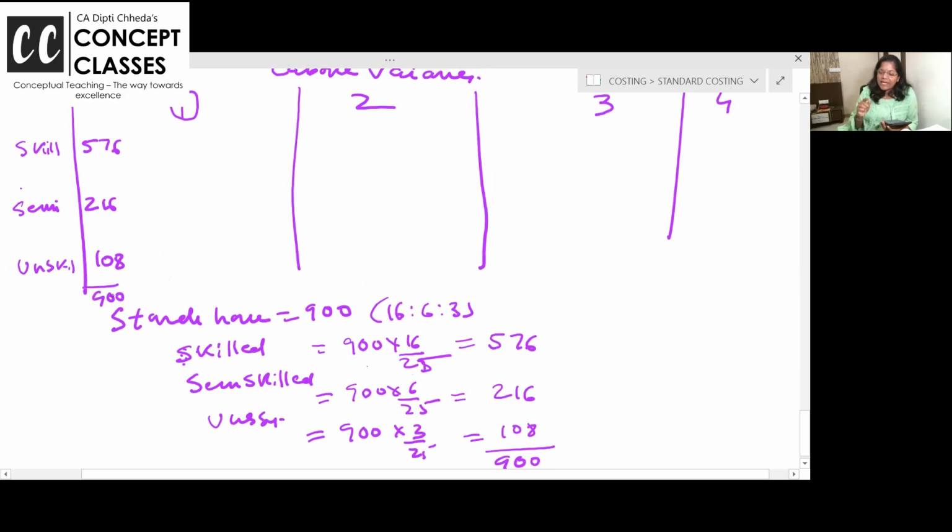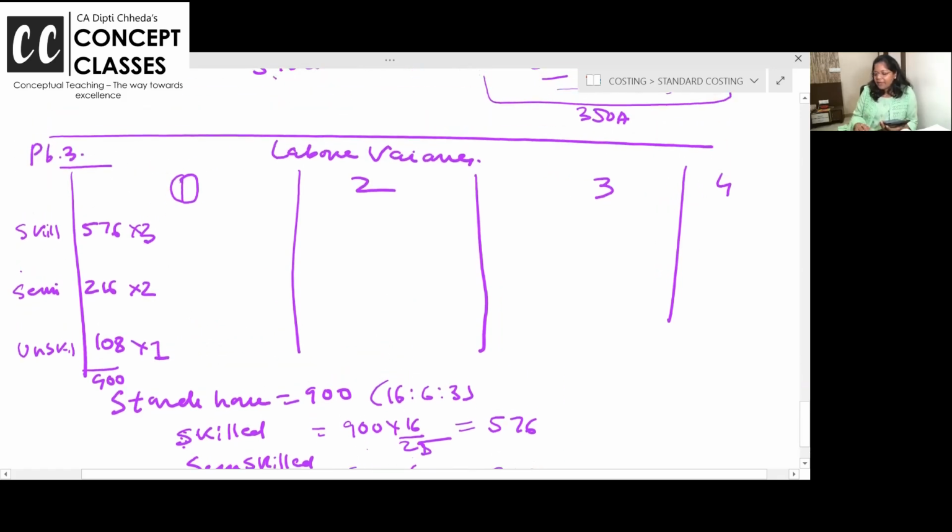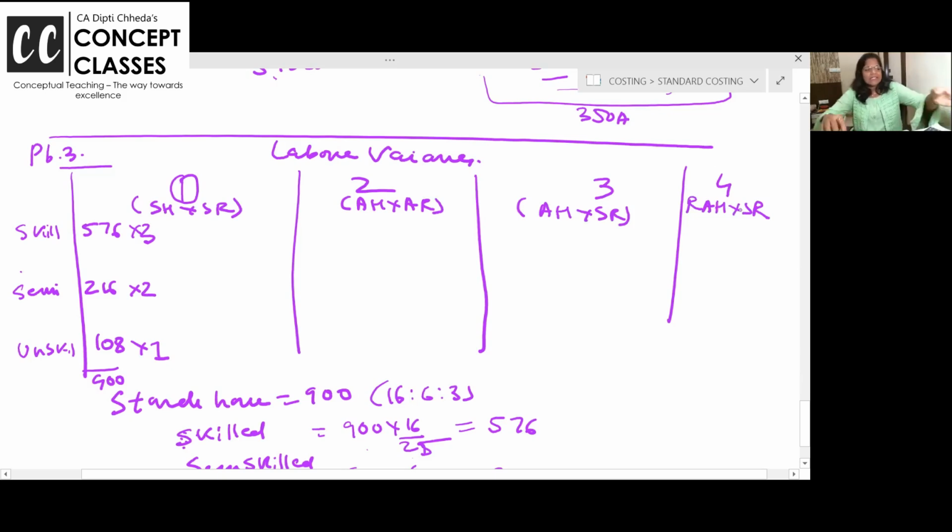What is the standard rate? It's given in the very second line of the problem. Standard rate is 3, 2, 1. I missed writing the titles only. Standard hours into standard rate. Actual hours into actual rate. Actual hours into standard rate. Revised actual hours into standard rate. Write it down. Ma'am, this is exactly like material. That is what I was saying. Instead of standard hours it was standard quantity.